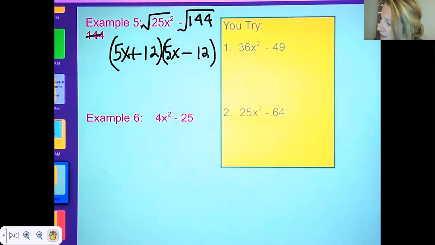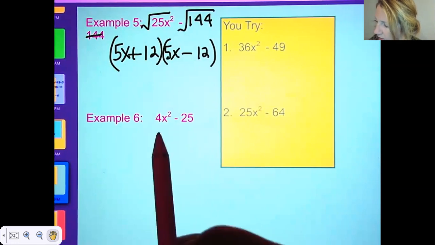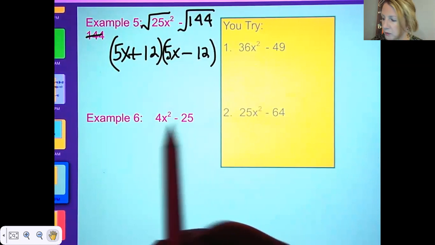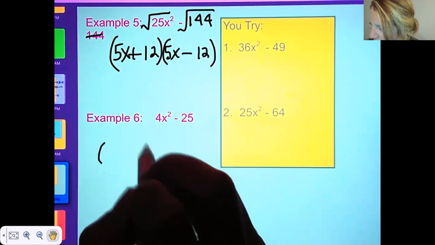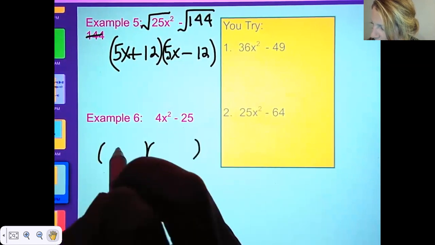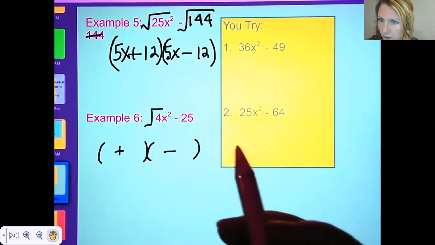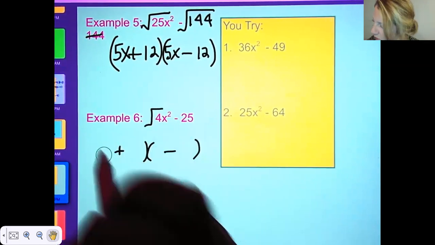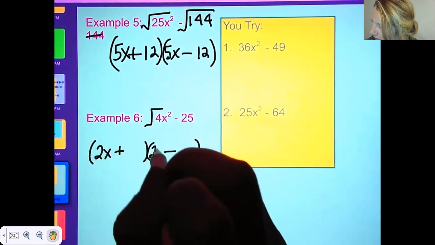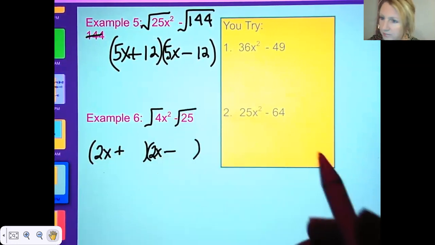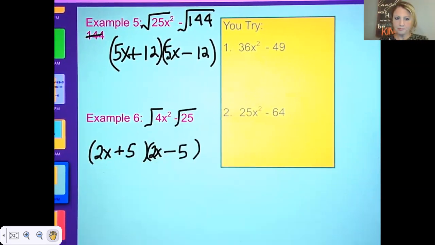And then number 6, again, check for difference. Yes, two terms. Yes, 4x squared is a perfect square and 25 is a perfect square. So we can factor this using our difference of squares method. Again, one positive, one negative. Take the square root of 4x squared. So that's a 2x and a 2x. And then the square root of 25 is 5. So plus 5 and minus 5.